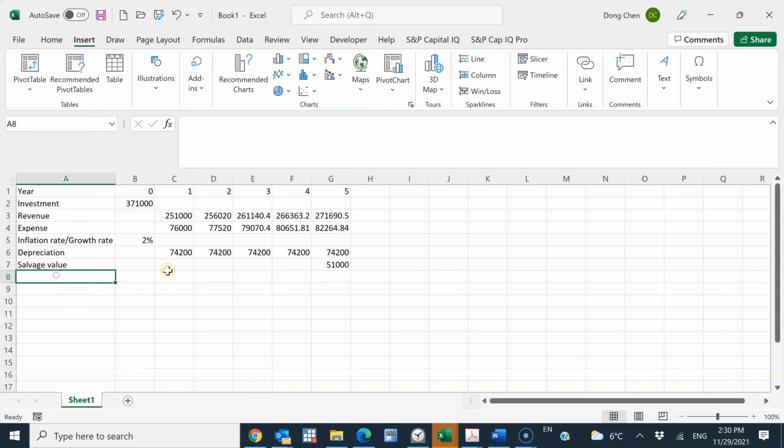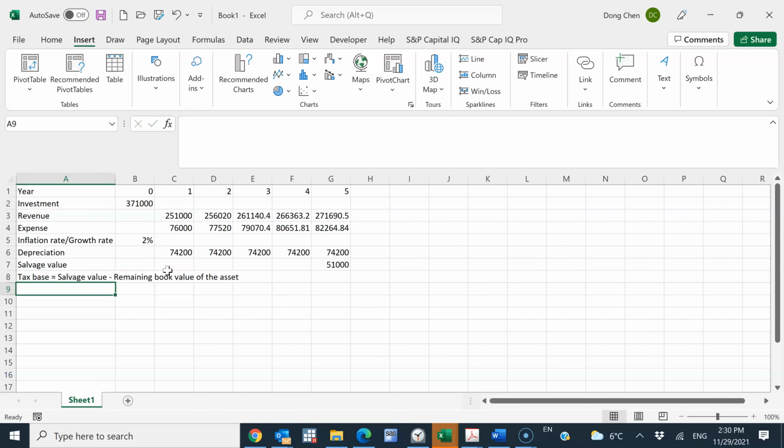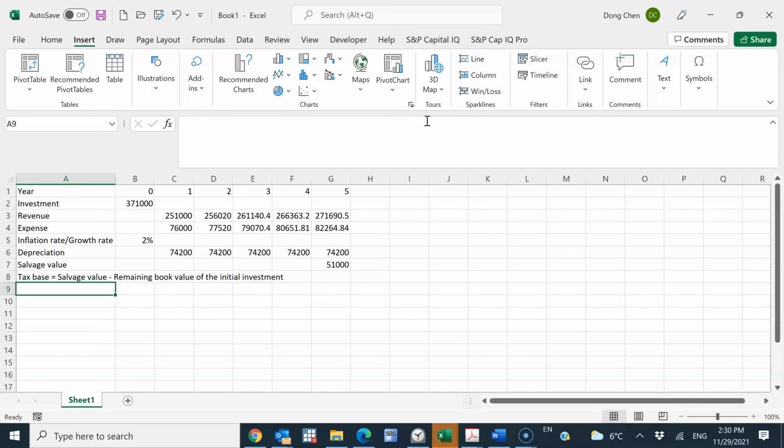And what's the tax base? Tax base will be the salvage value, which is the before-tax selling price of the remaining asset, minus the remaining book value of the asset, or the book value of the investment, right? Initial investment, to be consistent with the term I used earlier. So that's the formula for the tax base.